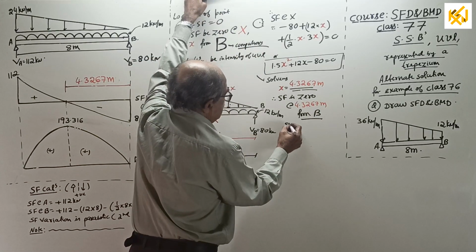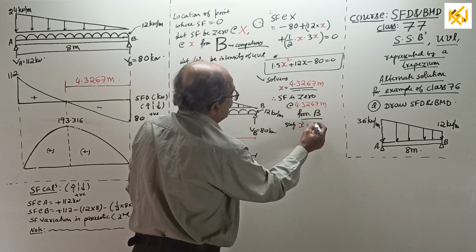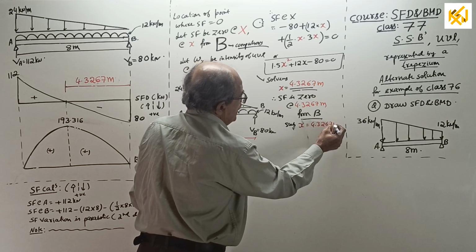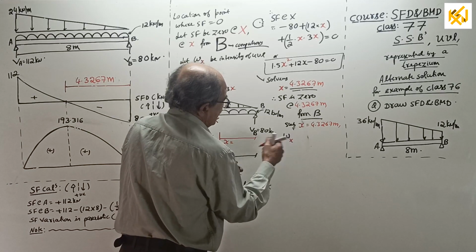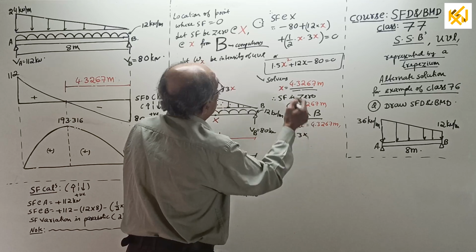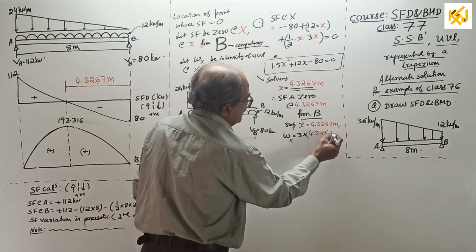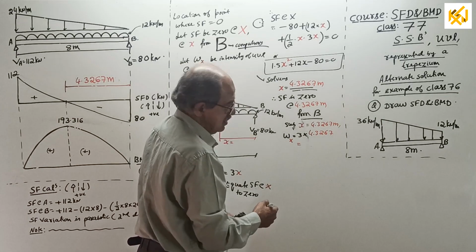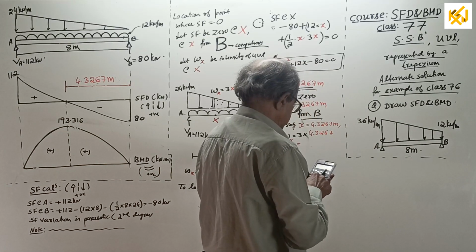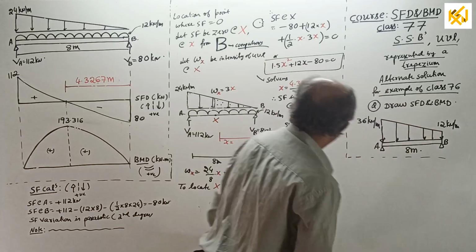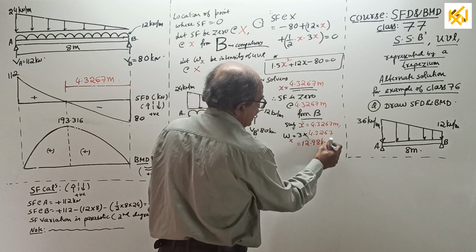Now, substituting x equal to 4.3267 meter, why do you require it? For BM calculation. You get the intensity at that point x equal to 3 into, where is it? Here, 3 into x, 3 into 4.3267 equal to 12.98 kilonewton per meter. Right.